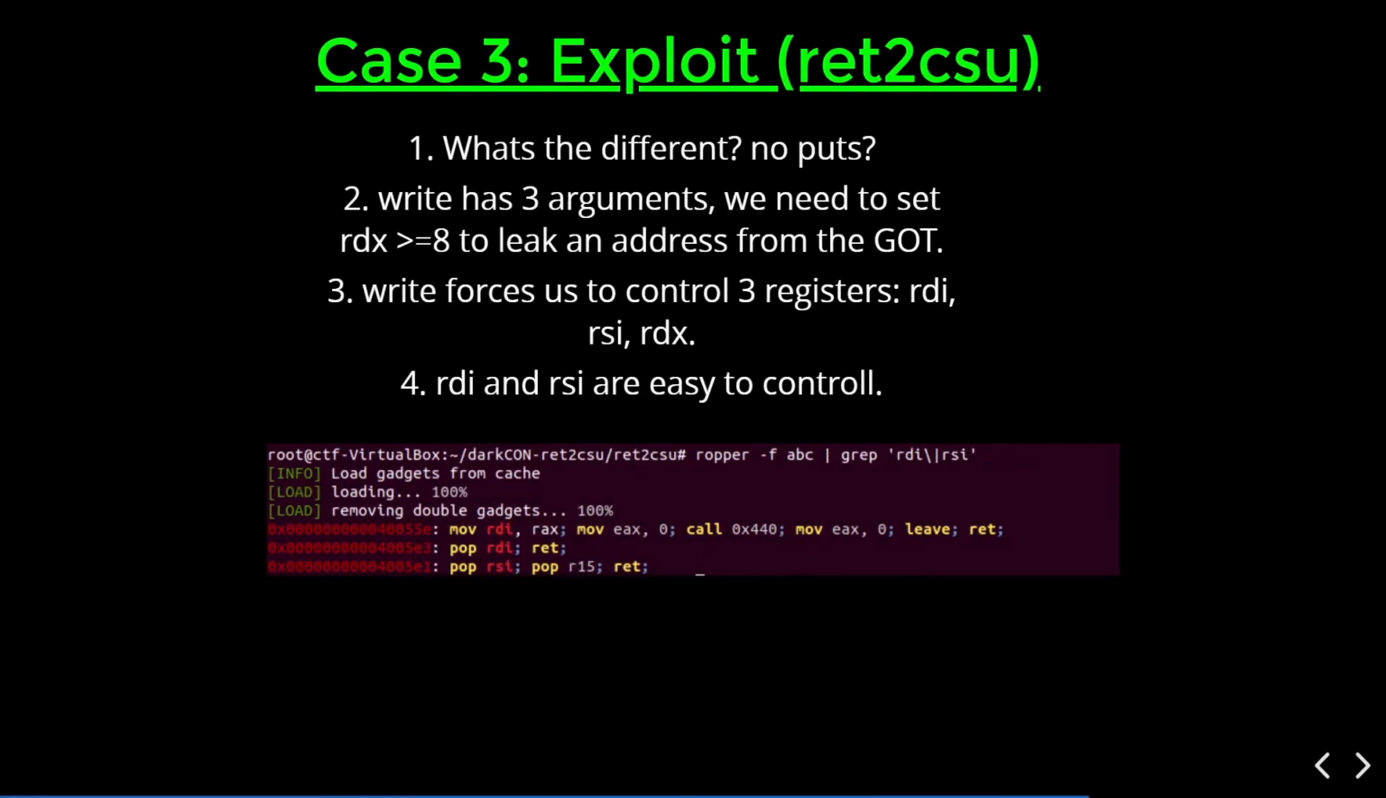So that's why ret2csu is pretty useful in this case. We need to control three registers in this case. We need to control RDI, RSI, and RDX. The gadgets for RDI and RSI are easy to spot using Ropper. We have pop RDI and pop RSI gadgets, but the RDX gadget is nowhere to be found.